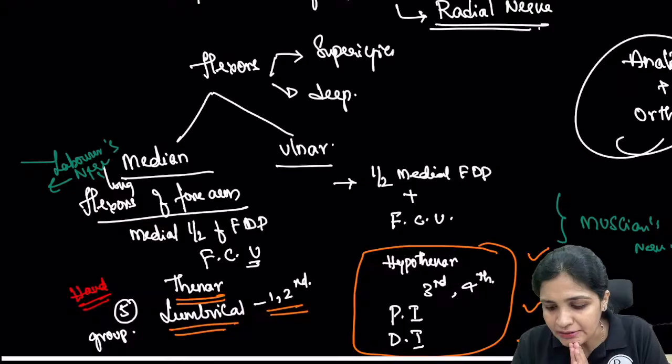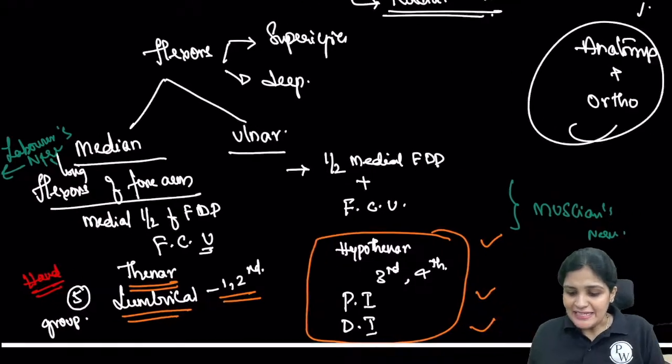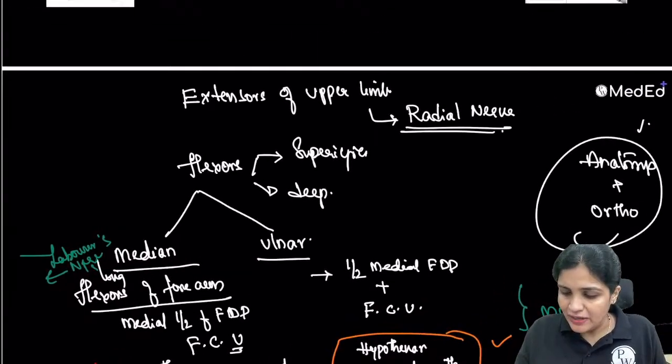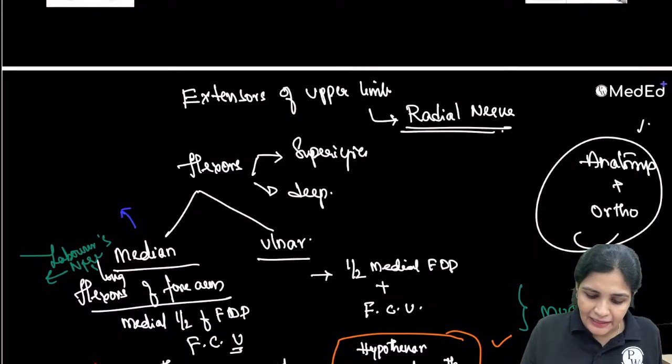Yes, ma'am. No confusion? And now, as Clara told us, the sensation. So when it comes to sensations, the median nerve supplies the 3.5 fingers.